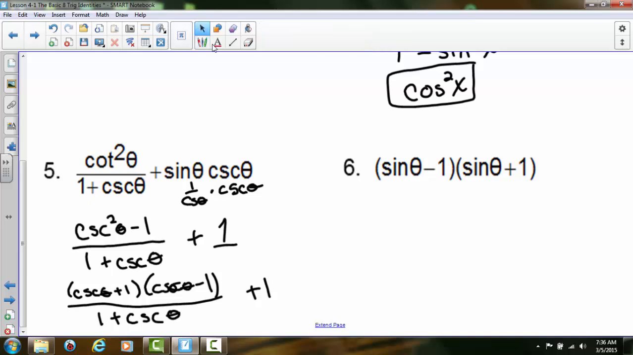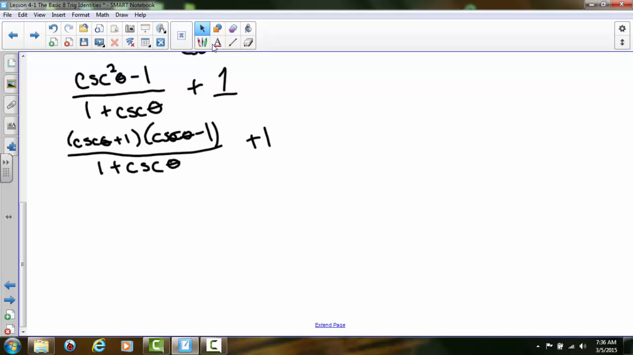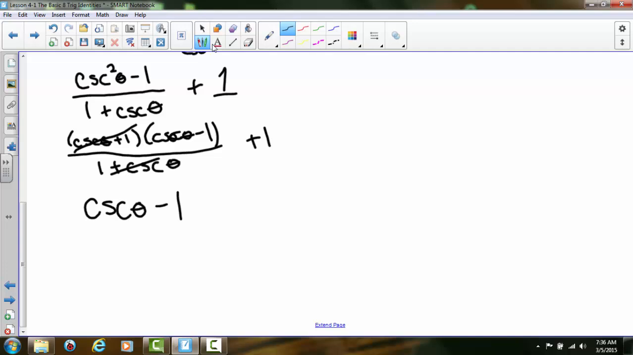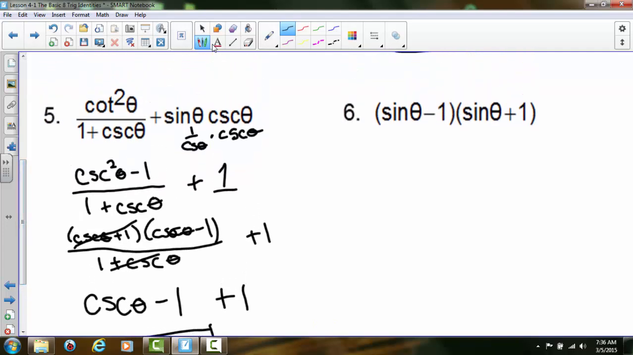Okay, so I was like, well, what was that about? How did that help me, right? Oh, look, cosecant theta plus 1 would be the same thing as 1 plus cosecant theta, right? Because addition's commutative. So that would divide out, and now I have cosecant theta minus 1, and then plus 1. Well, negative 1 plus 1 is 0, and now I have cosecant theta. Okay, that one was a little tricky, I admit. All right, so having to pull on those other algebra skills as well as our trig functions and trig identities.